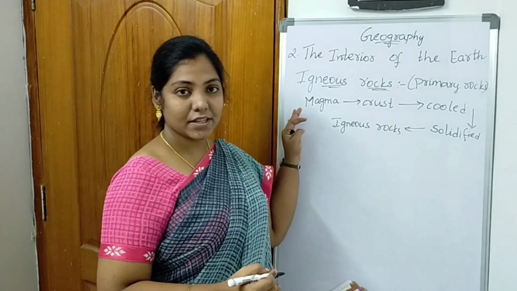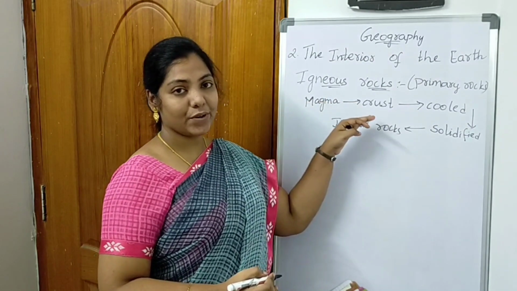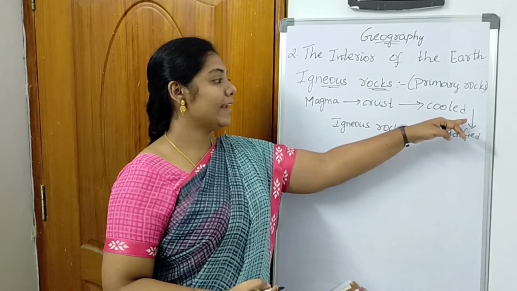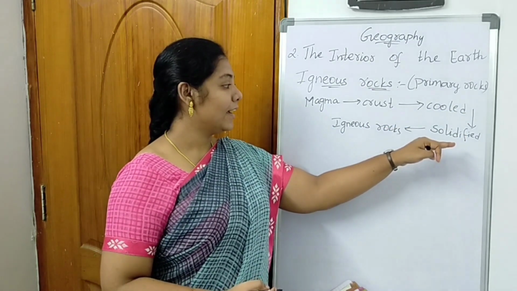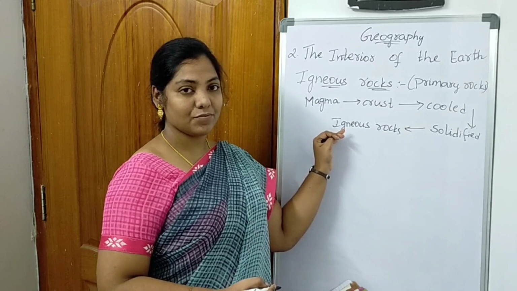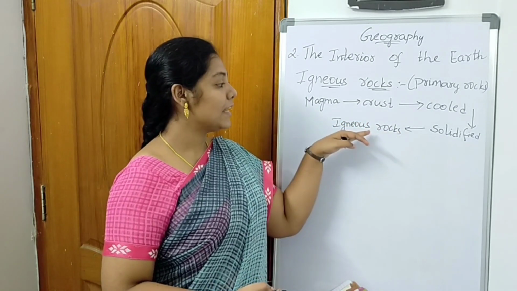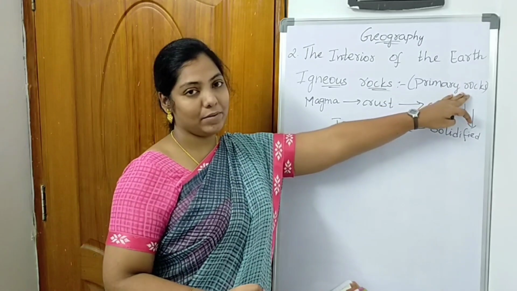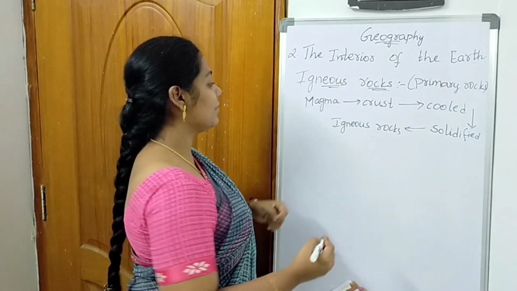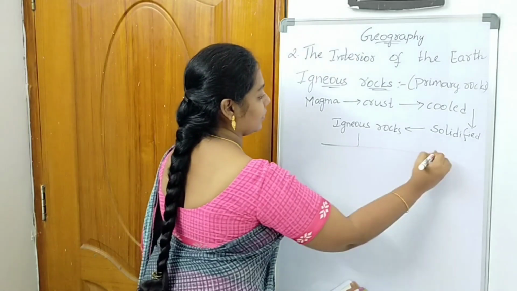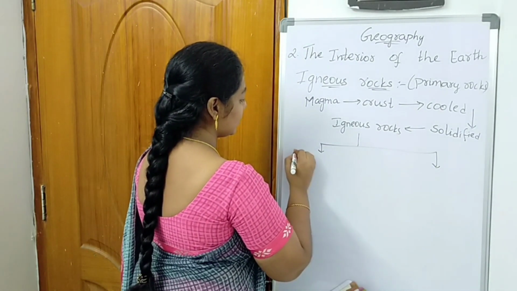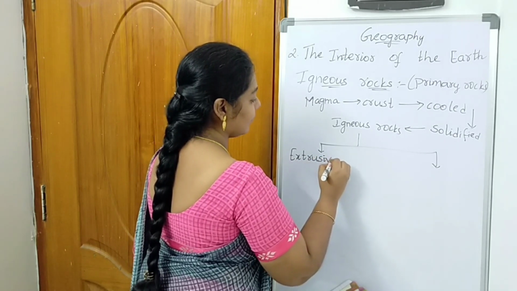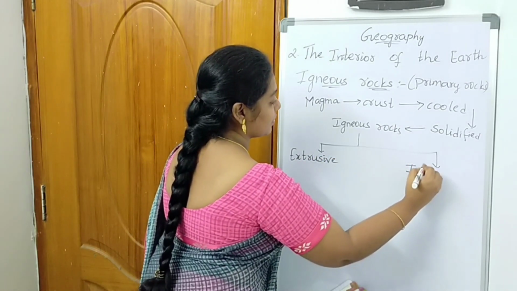The magma which is there in the mantle layer has risen up to the earth's crust, and there it gets cooled down and solidified, and the rock formed is called igneous rock. Igneous rocks are also called primary rocks. Igneous rock is further divided into extrusive rocks and intrusive rocks.